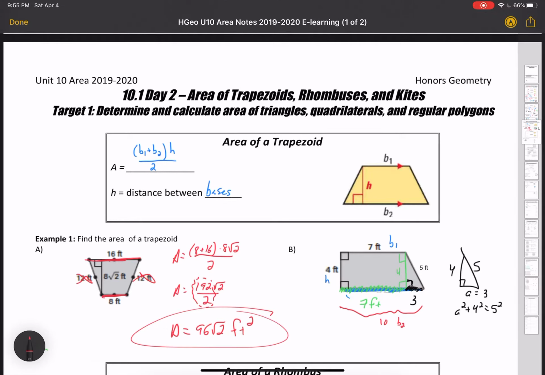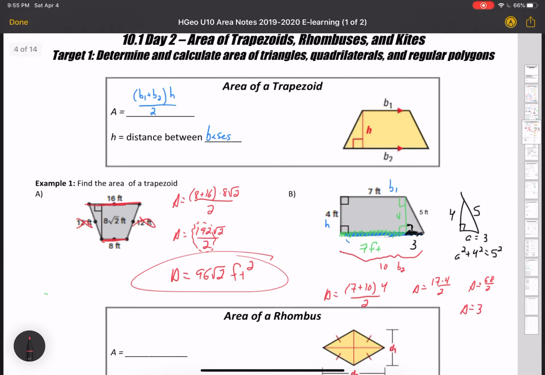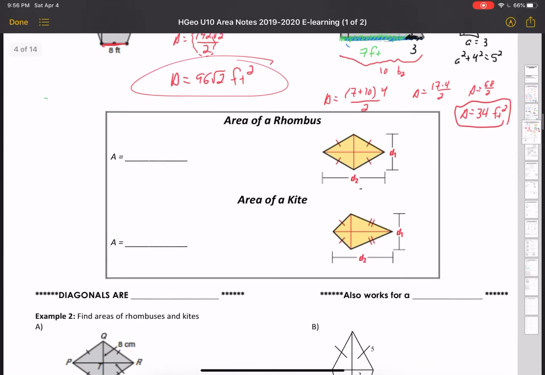So running out of room, but I can squeeze this in. Area is going to be base 1 plus base 2 times the height divided by 2. So area is going to be 17 times 4 divided by 2. Area is equal to 68 divided by 2. Squeeze it in right at the last second. Area is going to be 34 feet squared. Okay, so sometimes we've got to do a little bit of work before we can just plug right into the formula. Okay, let's go on then to area of a rhombus and area of a kite.